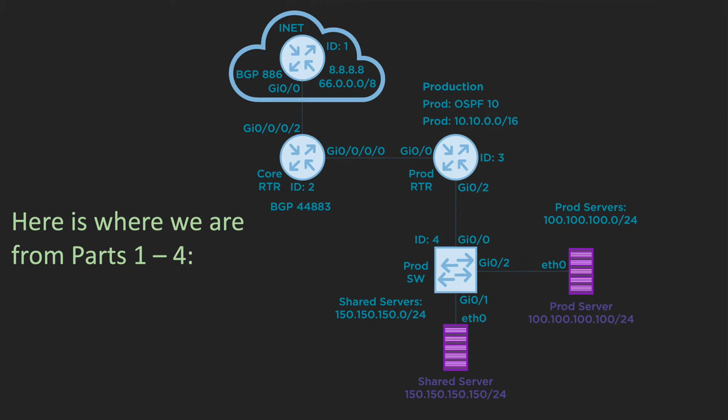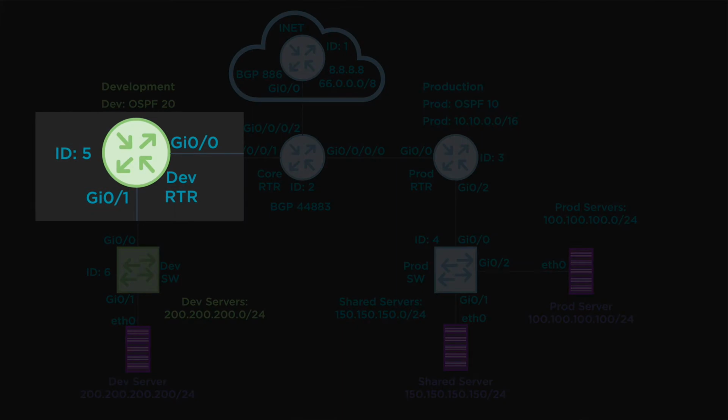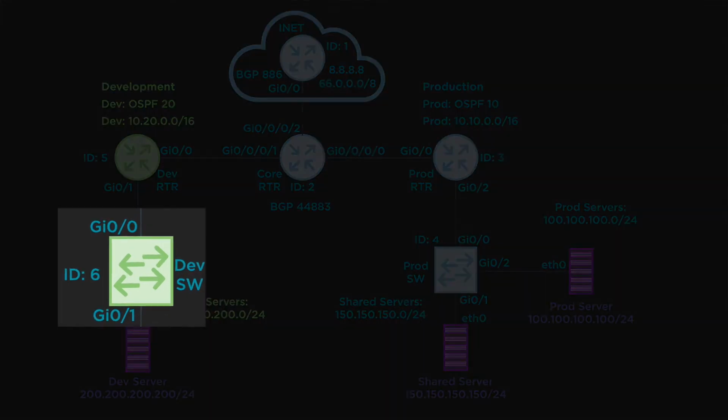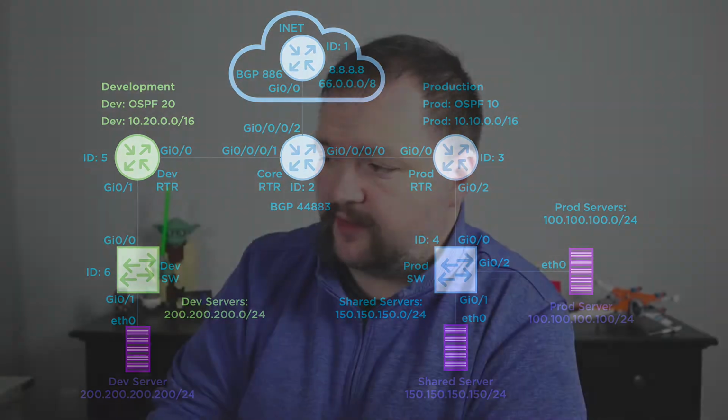Here's where we are today. Here is our updated diagram and the situation that we have with a development environment. We're going to add 3 devices here: a dev RTR, dev router, a dev switch, and then a dev server. So really simplistic. We're trying to keep it really clear. That dev RTR is going to connect to our core router. Our core router is going to become kind of our main device. That's why we named it core actually in the beginning.